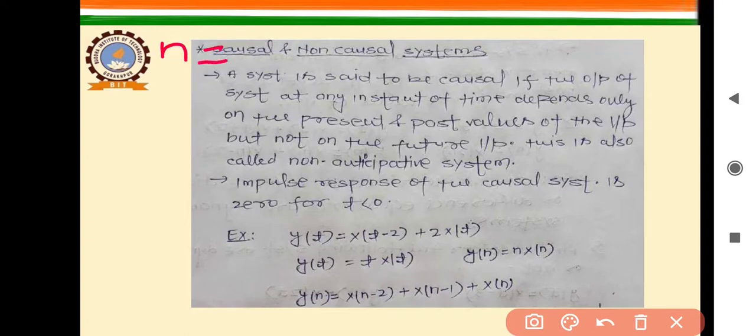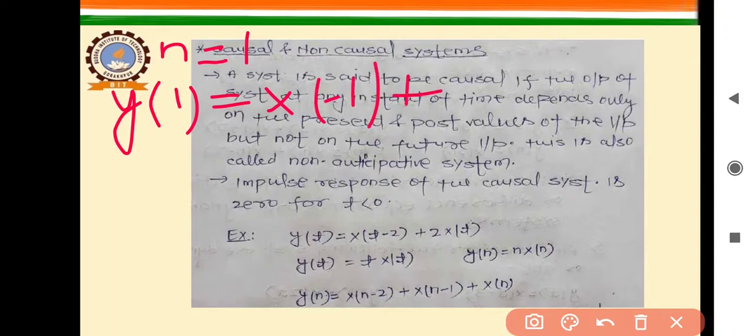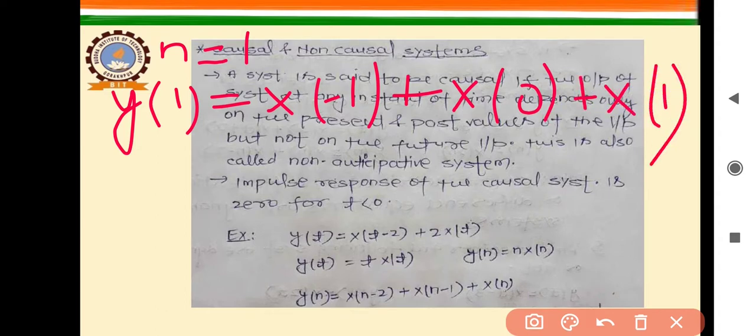Suppose n is equal to plus 1, then y of 1 is equal to x of minus 1 plus x of 0 plus x of 1. So in all the cases the output here is y of 1. X of minus 1 is a previous value for the output y of 1, x of 0 is a previous value for the output y of 1, and x of 1 is the present value for the output y of 1.